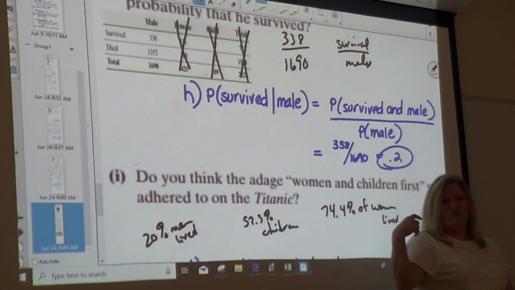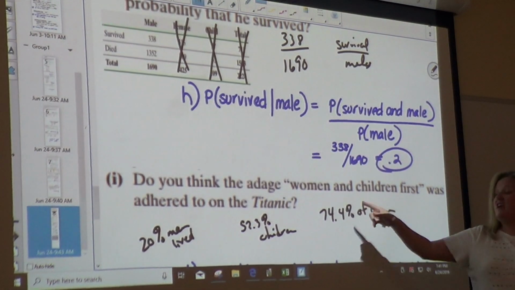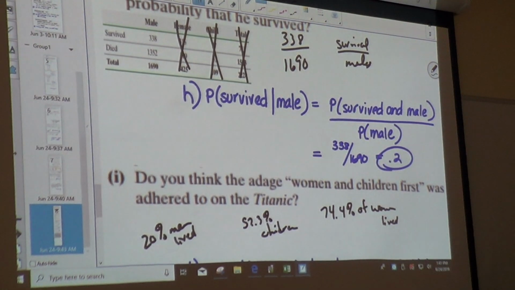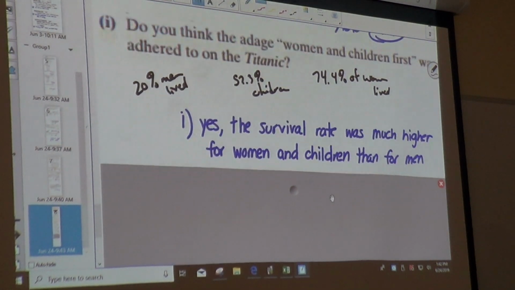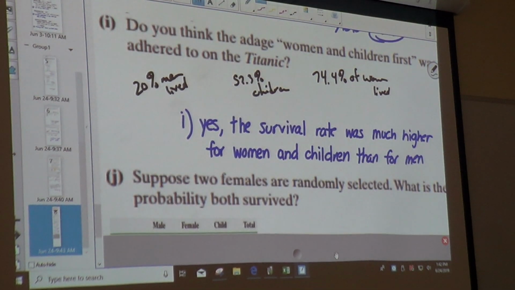Because they took care, I know, isn't it sad? It's so sad. They took care of the children and the women first and put them to safety. So that's why we always say women and children first.